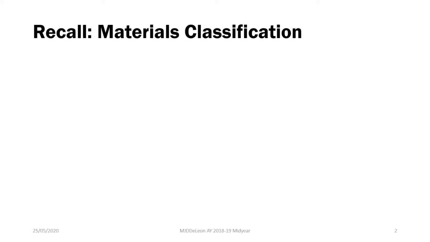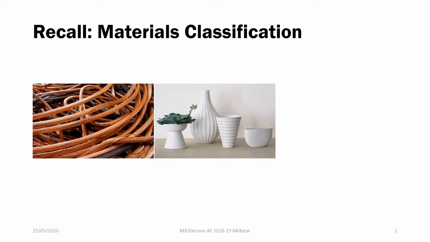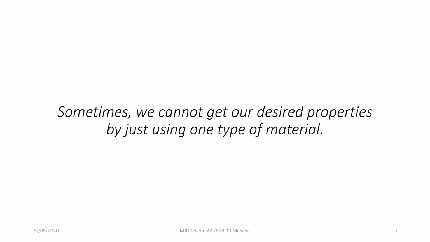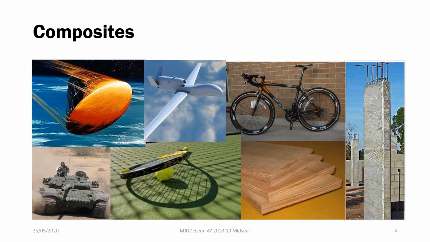Recall yung ating three monolithic materials. You have your metals, ceramics, and polymers. Each of these materials have their own advantages and disadvantages. We just cannot get our desired properties by using just one type of a material. In cases we use composites. So the following objects shown in the screen are all composites or composed of composites.